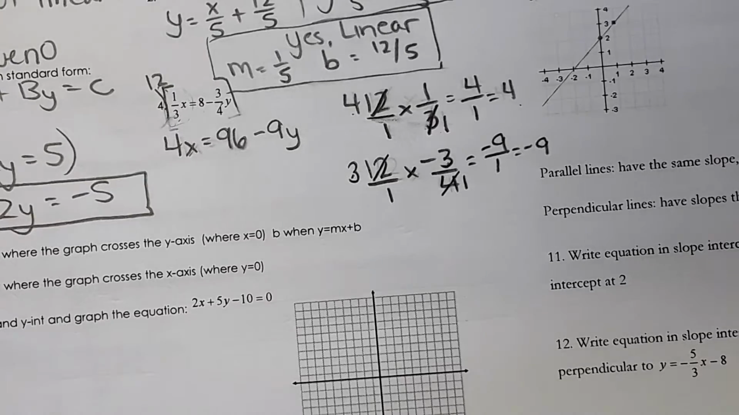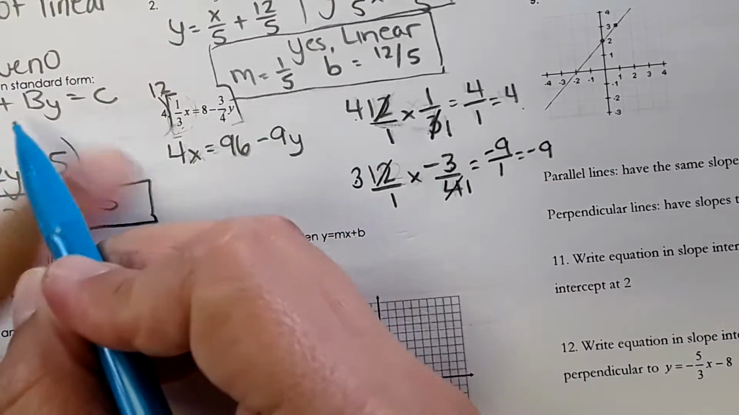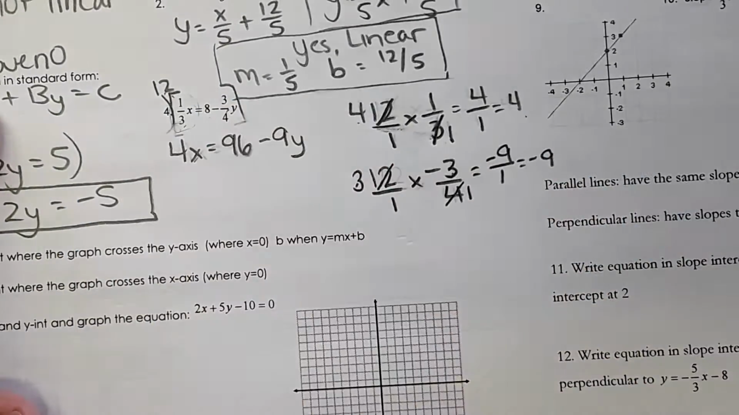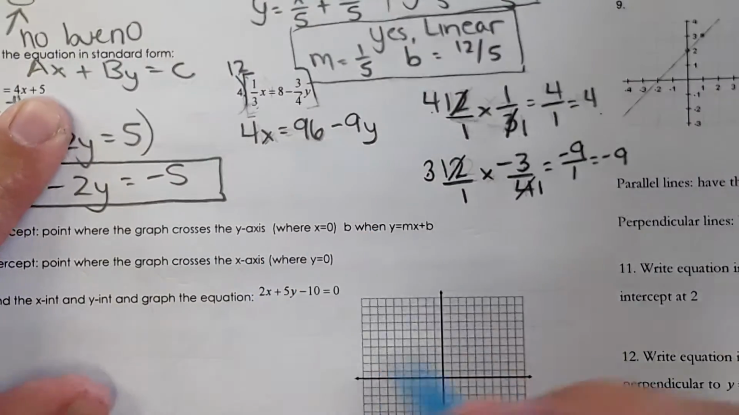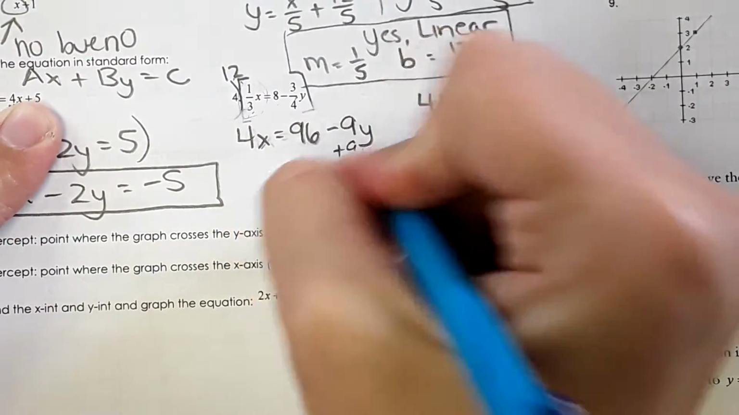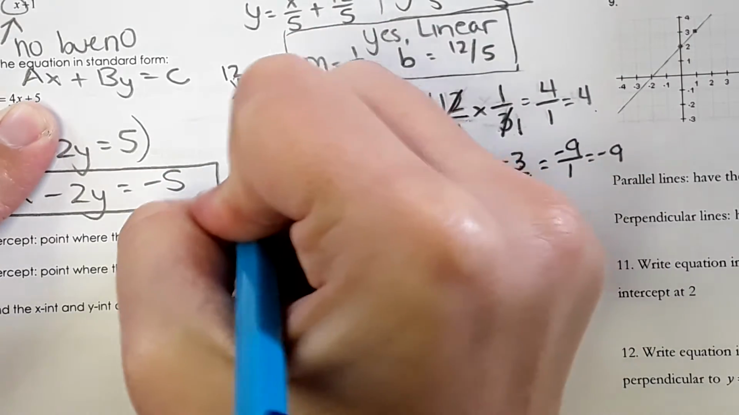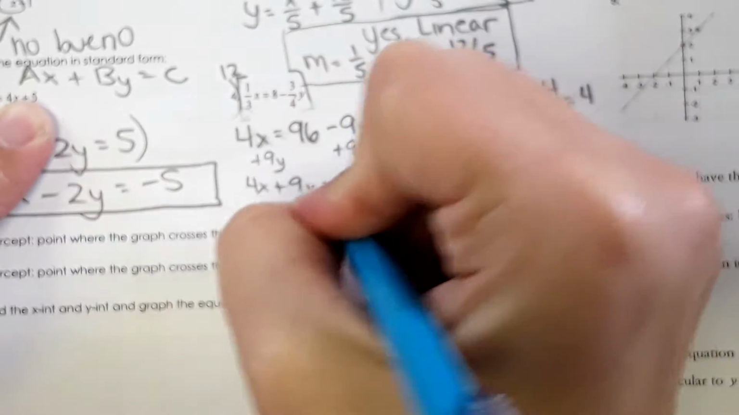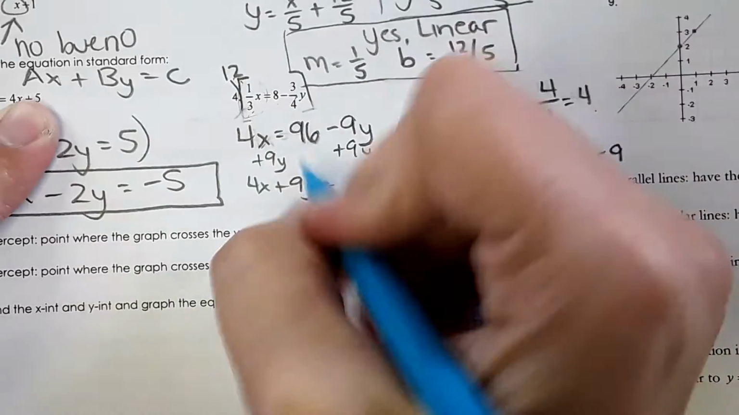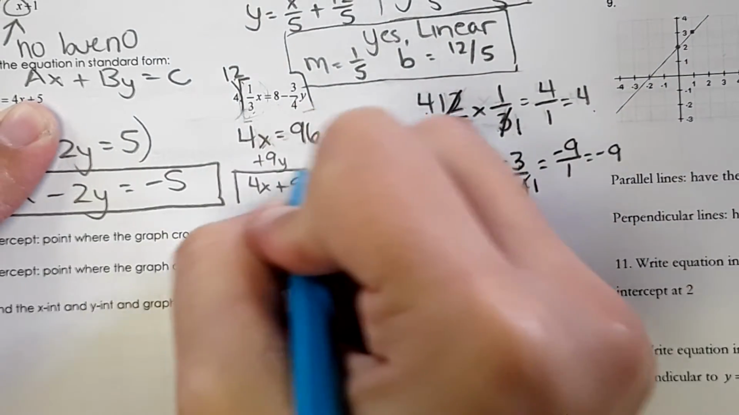Now I just have integers, which is good, but I need to put my y over on the other side to match the ax plus by equals c format. So I'm going to add 9y to both sides. 4x plus 9y equals 96. And then I'm done.